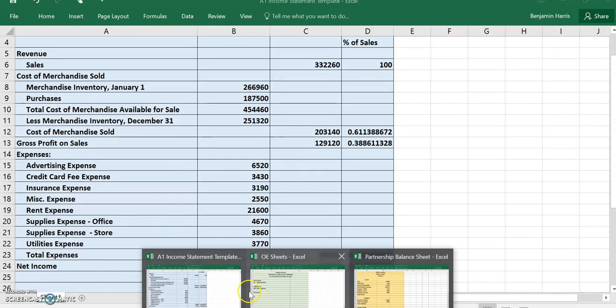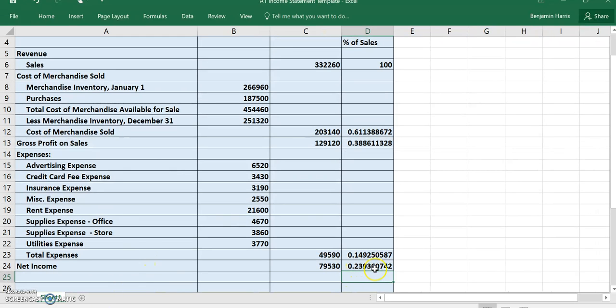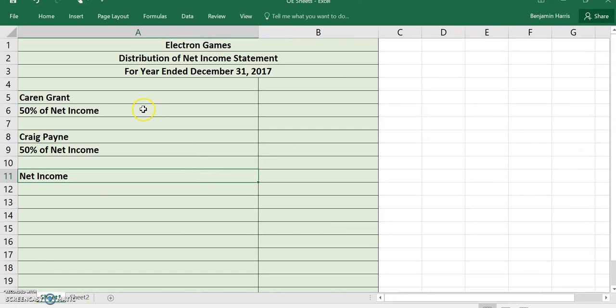Moving on, we're going to go to our next sheet right now, which is our net income sheet. So remember that we had a net income here of $79,530. So Karen Grant is one of our partners here. She gets 50% of the net income. Craig Payne here is 50% owner as well, or 50% partner. He gets 50% as well. So our net income amount that we found was $79,530, right?